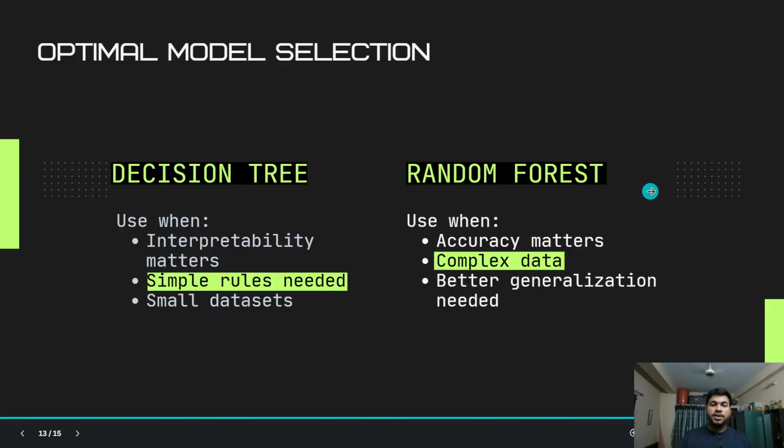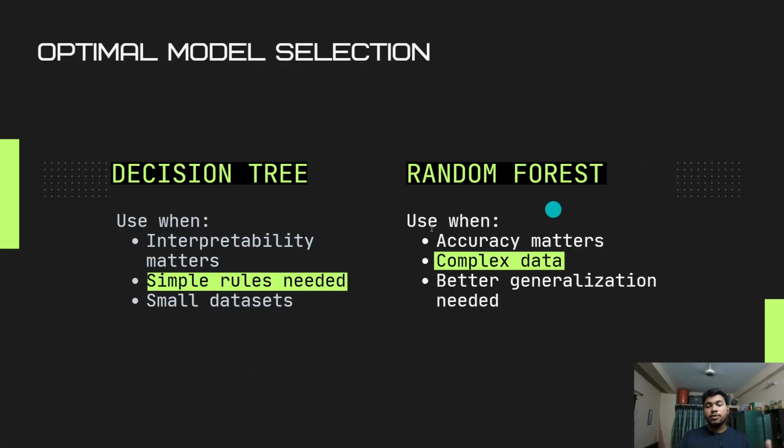So when to use which model is very clear actually. Decision trees are preferred when interpretability is important, simple rule-based decisions are needed, and or the dataset is small. Random forest is preferable when accuracy matters more, the dataset is complex, and overfitting needs to be reduced. So in practical application, random forest is generally more reliable for real-world prediction tasks.